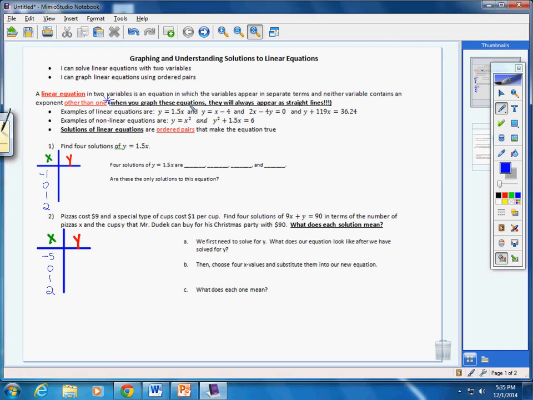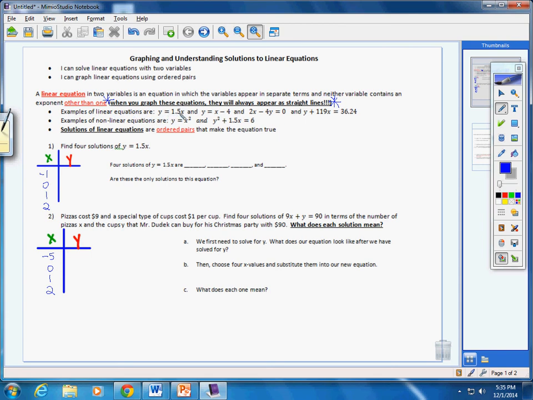When you graph linear equations, they will always appear as straight lines. If they don't, then you either don't have a linear equation or you've graphed it wrong. Okay, guys, that's very important. That's an easy check for yourself when you're graphing. So, a couple examples of linear equations. You guys have seen these before.